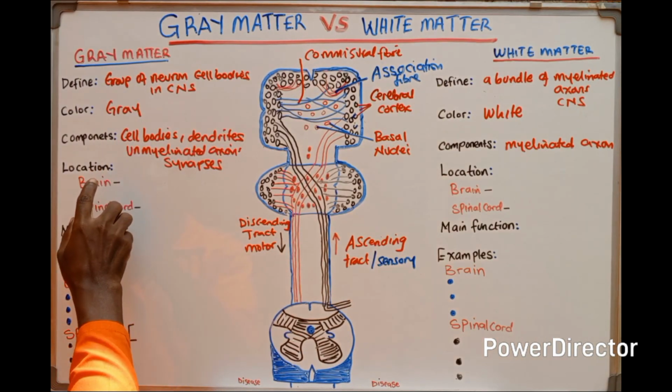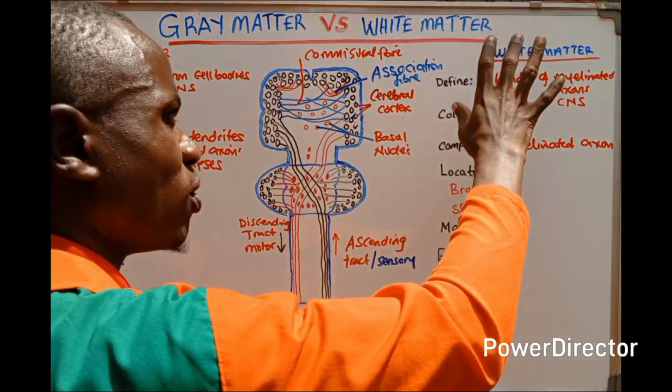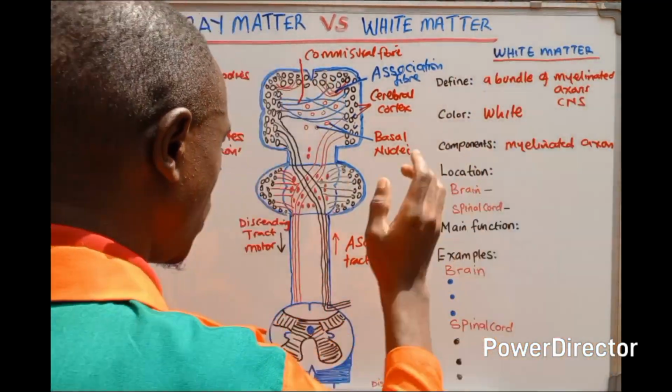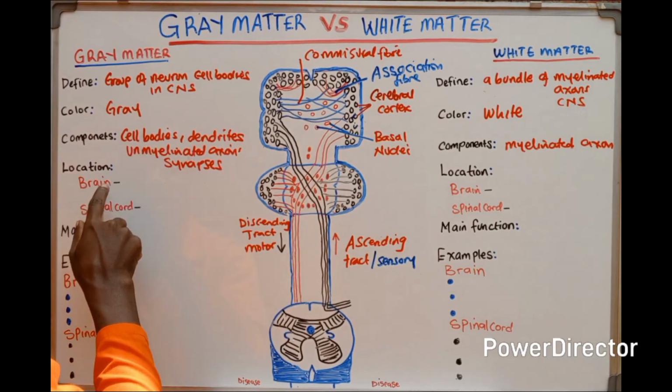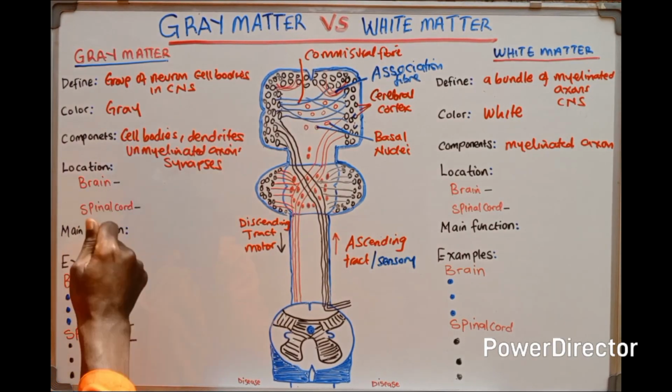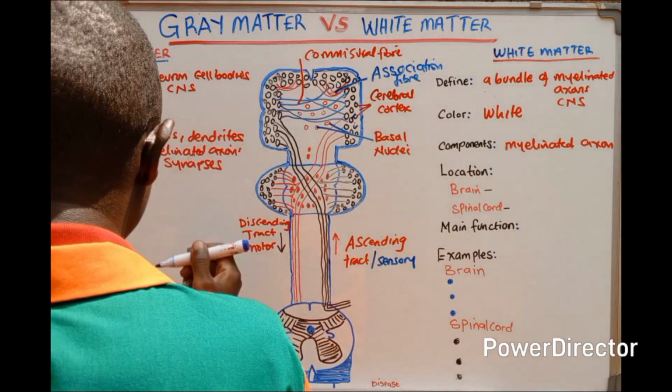So now we need to also look at the location of the gray matter within the central nervous system, and also the location of the white matter within the central nervous system. Looking at the location of the gray matter within the central nervous system, particularly the brain, we are going to be finding the gray matter within the following areas.